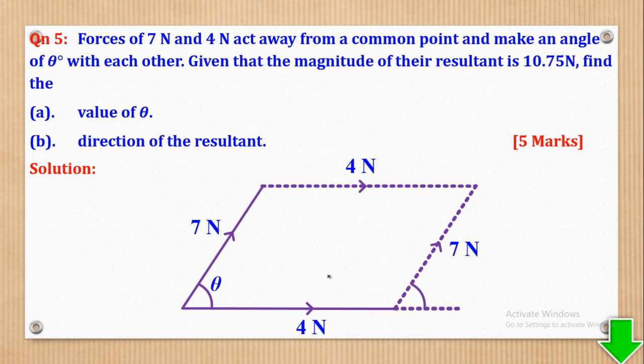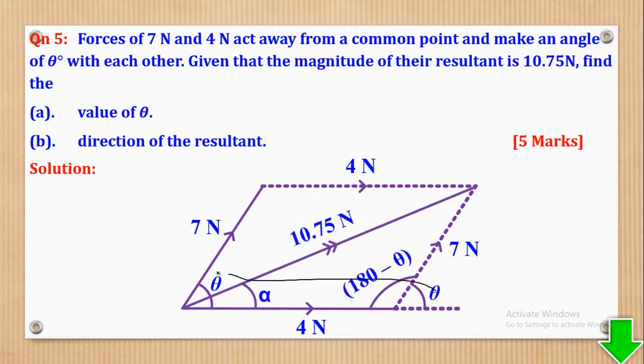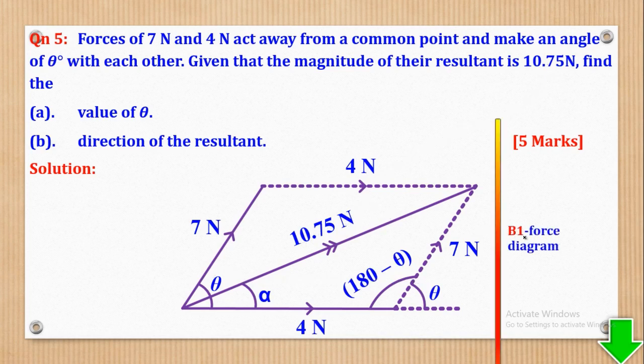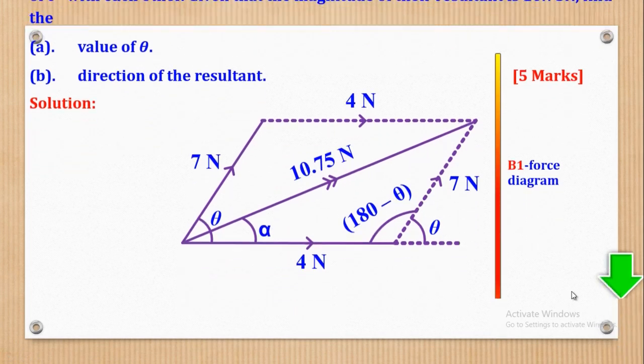Then next we shall fill in the missing angles. So this was theta, which is the same as this corresponding angles, and this is 180 minus theta, angles in a straight line. Then they told us the resultant is 10.75. So B1 will be for that. Now next is to get the value of theta and the direction of the resultant.